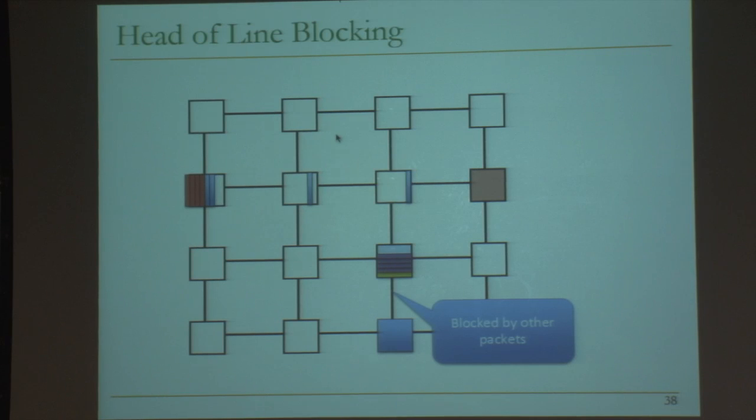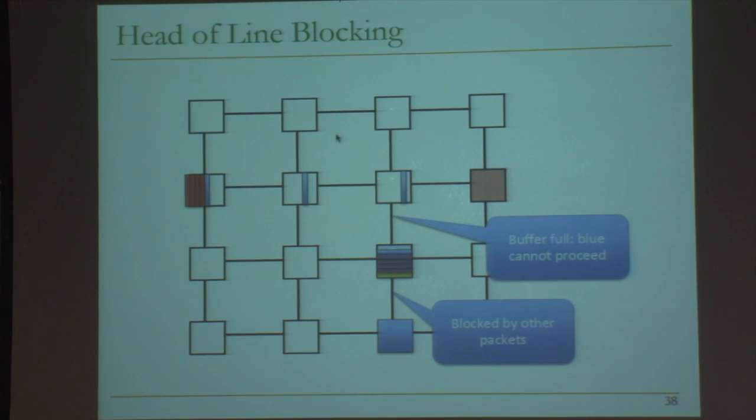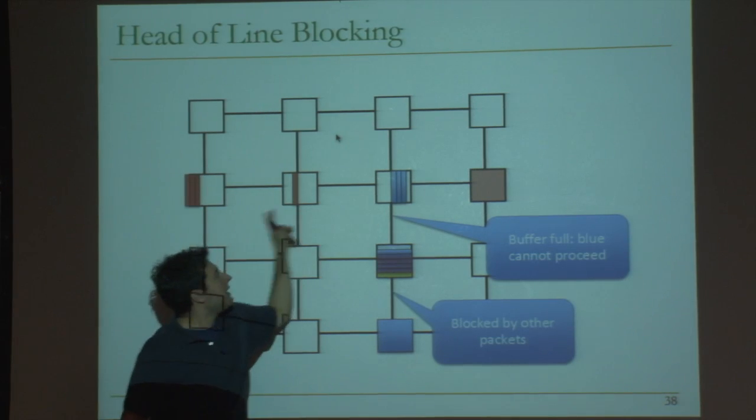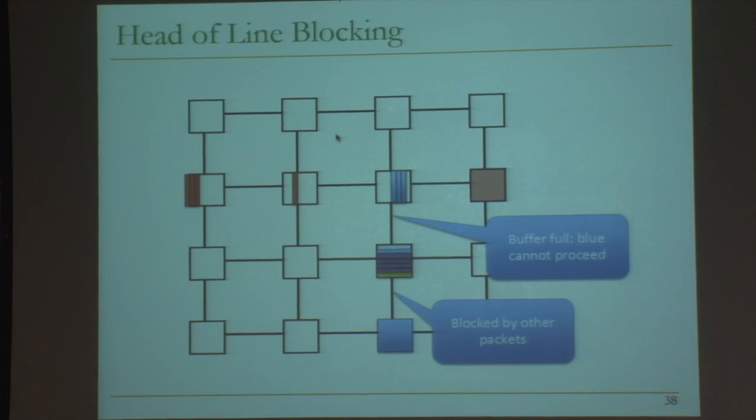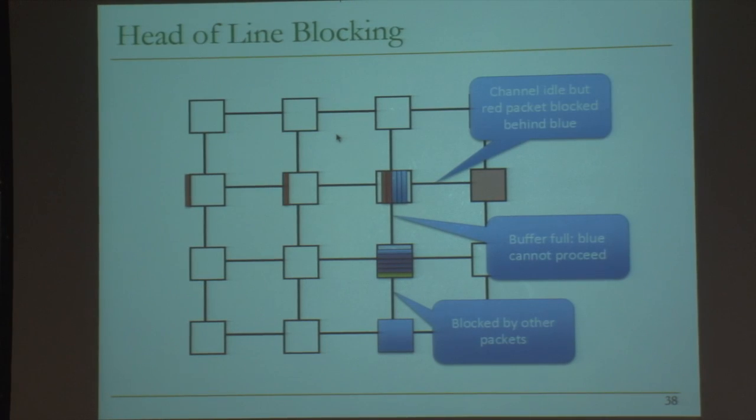So the problem that I have here is the blue ones start making progress. The lower router fills up. And then this router also fills up. And then the red ones cannot make progress because they're blocked by the blue ones. But there's no real reason why they couldn't be making progress. The red one is ready to receive. It's the blue ones blocking them.